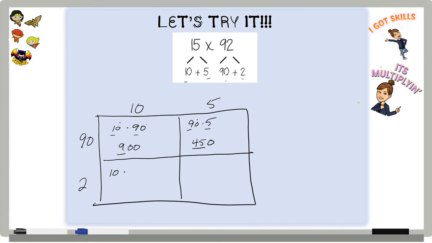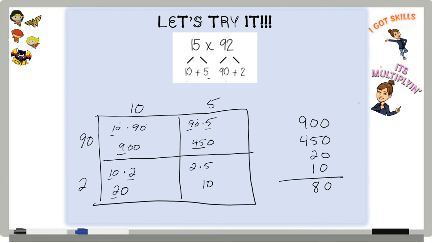In this box, I'm going to do 2 times 10. 1 times 2 is 2. Include the 0 at the end. And then in the last box, it is 2 times 5, which is 10. Now I'm going to add all of my numbers together. So 900 plus 450 plus 20 plus 10. Last column is 0. 5 plus 2 is 7, plus 1 is 8. 9 plus 4 is 13.